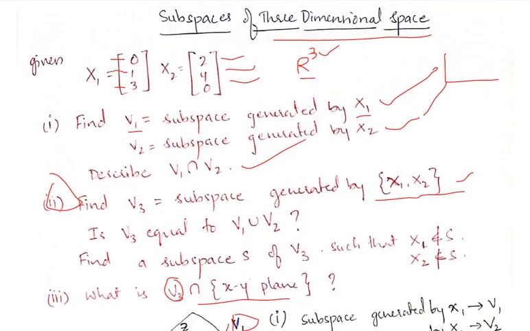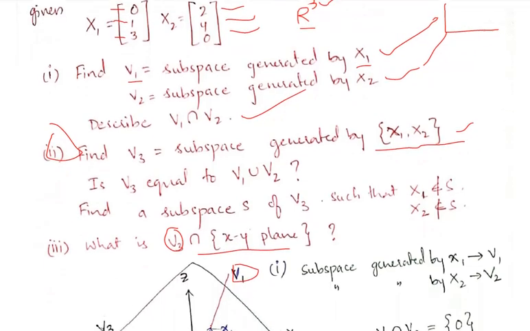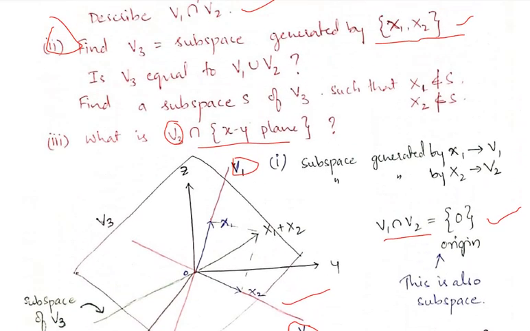So we are done with the first question. v1 is the subspace generated by x1, and v2 the subspace generated by x2. Describe v1 intersection v2. Where these two lines meet, there is only one meeting point, so the intersection is only one point. That will be the origin, that is 0. So v1 intersection v2 is the origin, and this is also a subspace. Fine, not a problem. So the first question is done.